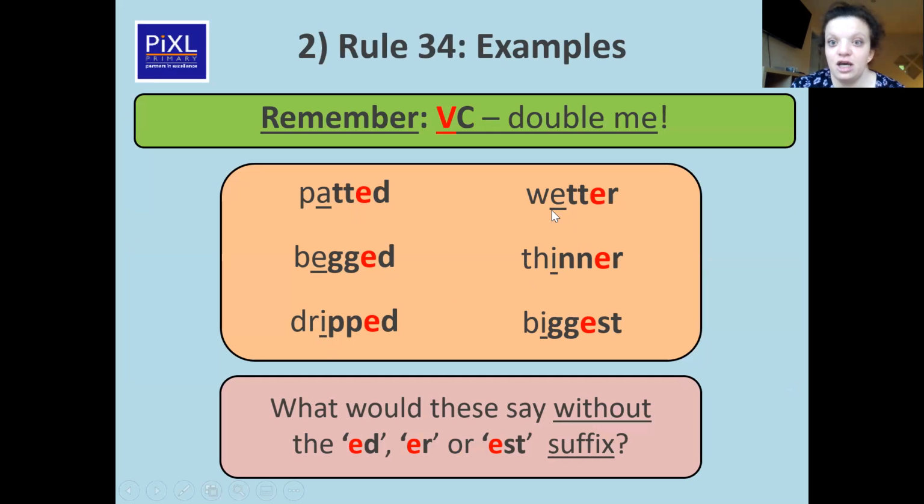Dripped, you can see, wetter, thinner, biggest. What would these words say before they had the -ed, the -er, or the -est suffix? What were they before? What were the root words? Pause and write them down.